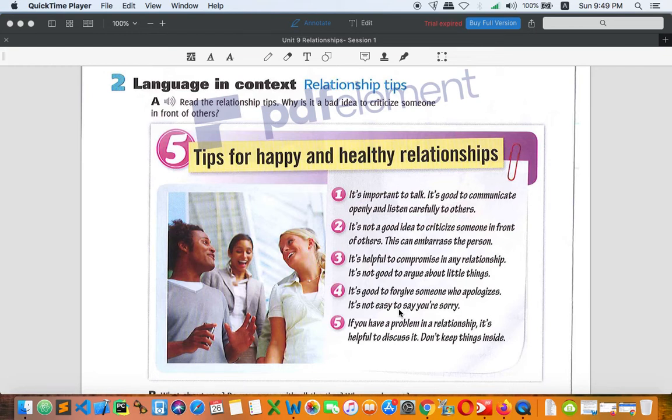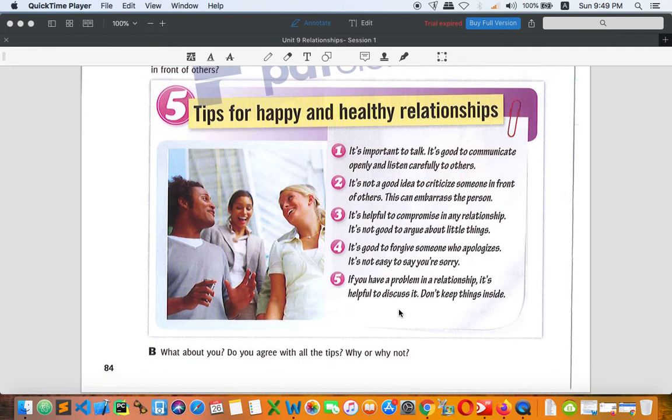Okay, last point, number 5: if you have a problem in a relationship, it's helpful to discuss it. Don't keep things inside. Yeah, I think the problem comes from the way you don't talk, the way you don't share, the way you hide it. All right, so if you keep your problems inside more and more, sooner or later it will explode. All right, and then you cannot stand it, so you will end the relationship and you will walk out.